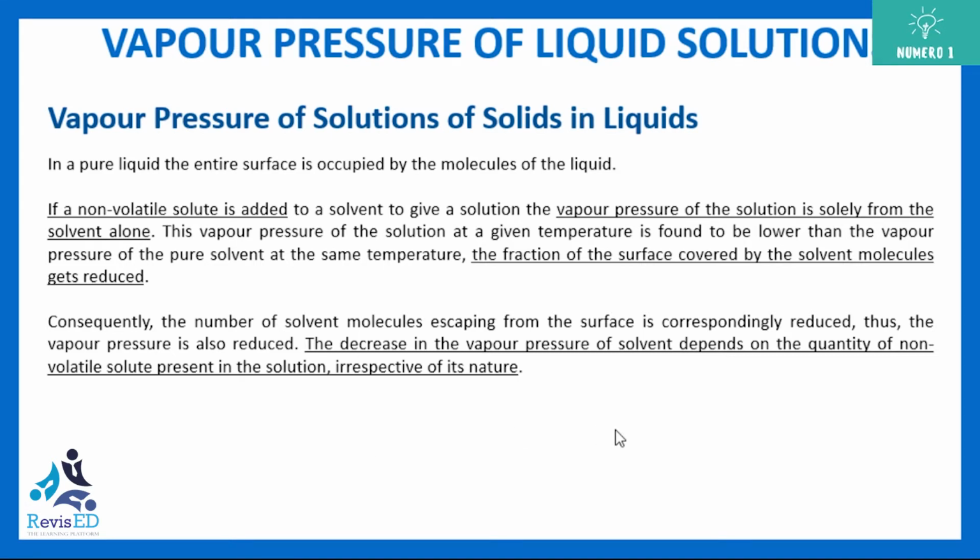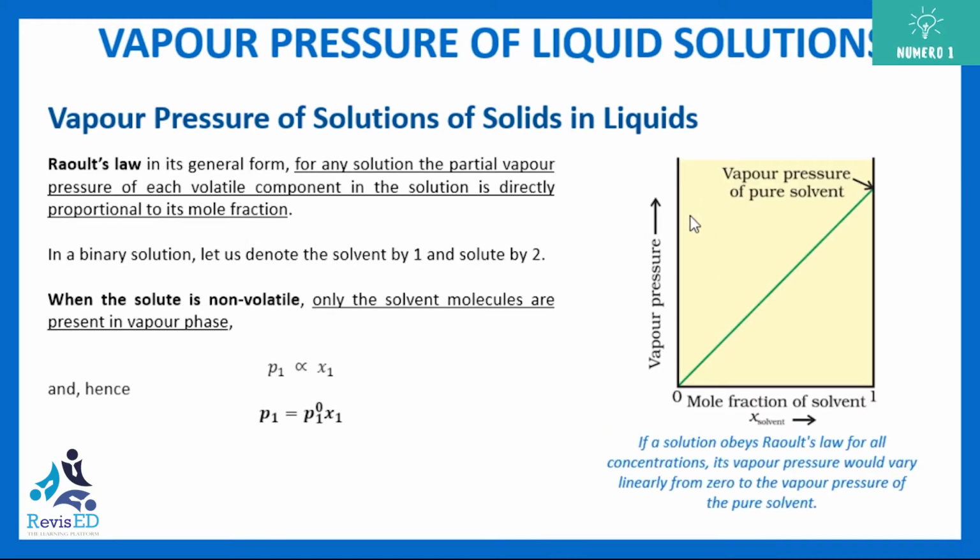Now what happens actually, this was the graph that we were studying according to Raoult's law. So again, Raoult's law is what? For any solution, the partial vapor pressure of each volatile component in the solution is directly proportional to its mole fraction. So if you see, this was the equation. Let's say that we have a binary solution, where 1 is your solvent and 2 is your solute. So P1, the partial pressure due to 1, is proportional to x1.